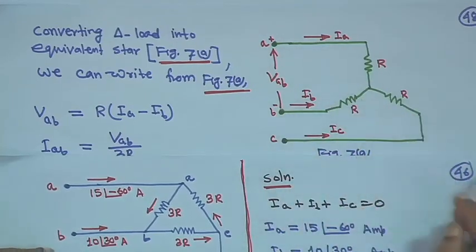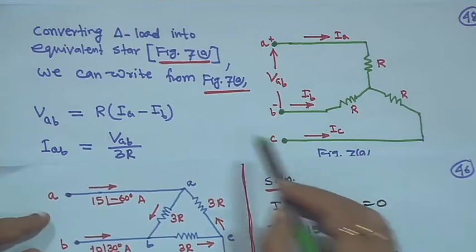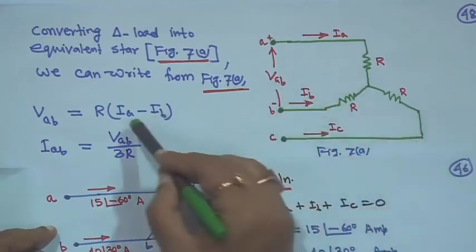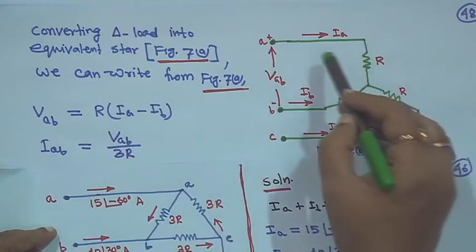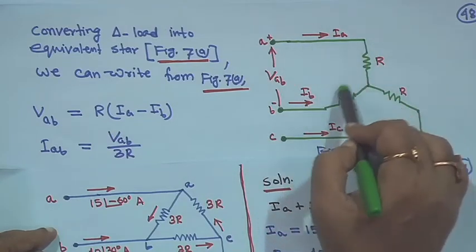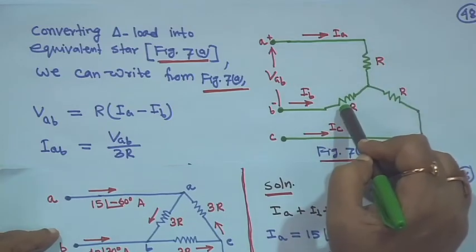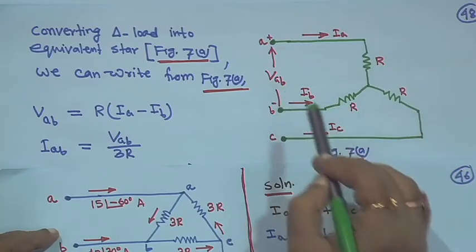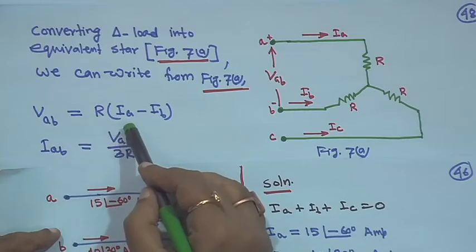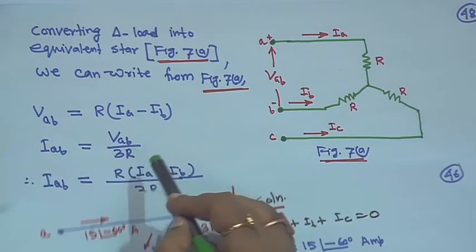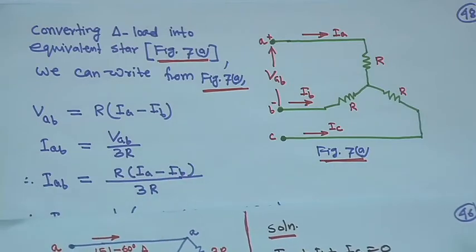Similarly, V_BC and V_CA. In this case, for V_AB, you can apply KVL in this loop. So it is I_A into R minus I_B into R is equal to V_AB. That means V_AB is equal to R times (I_A minus I_B). And I_AB is equal to V_AB upon 3R, right.